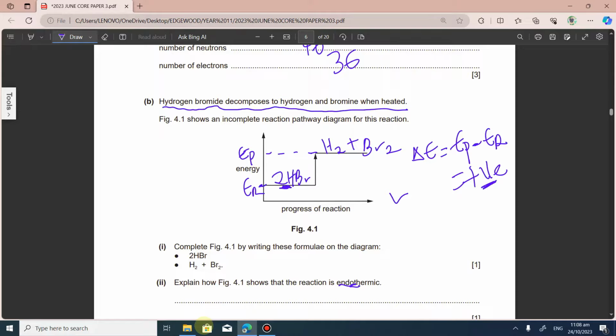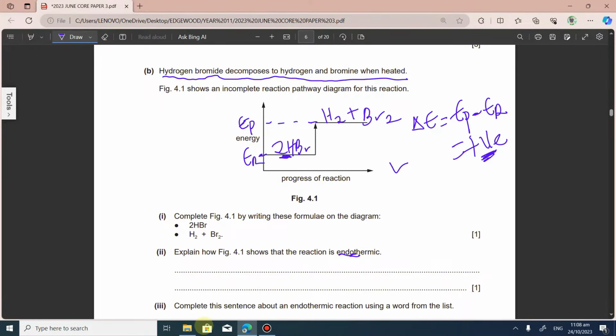So that is how we know that the reaction is likely going to be endothermic, looking at the energy profile diagram or the reaction pathway. Since that of the product is greater than the reactant, it is going to be endothermic. So explain how this shows, and that's just for 1 mark.